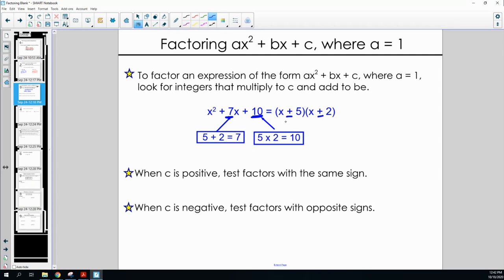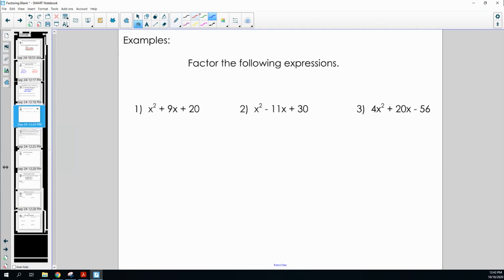If you know a different way to factor and it works for you, by all means, please use that method. A lot of people try to do guess and check, and that might end up taking you a lot more time than if you were to just follow one of these methods that I'm showing you. Whatever works best for you. So let's look at some more examples of this.